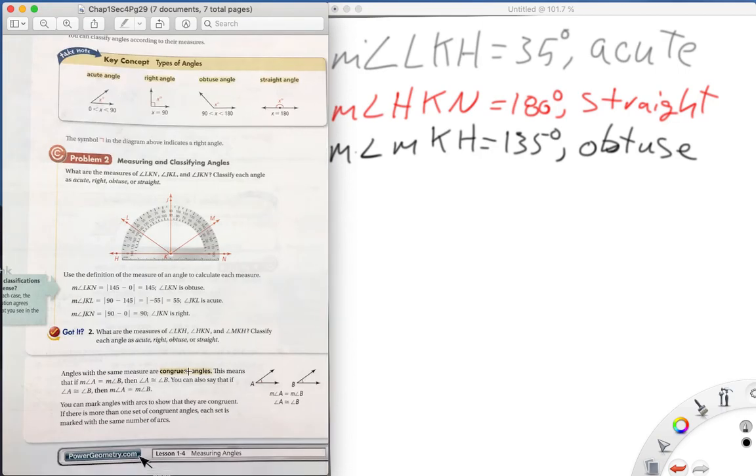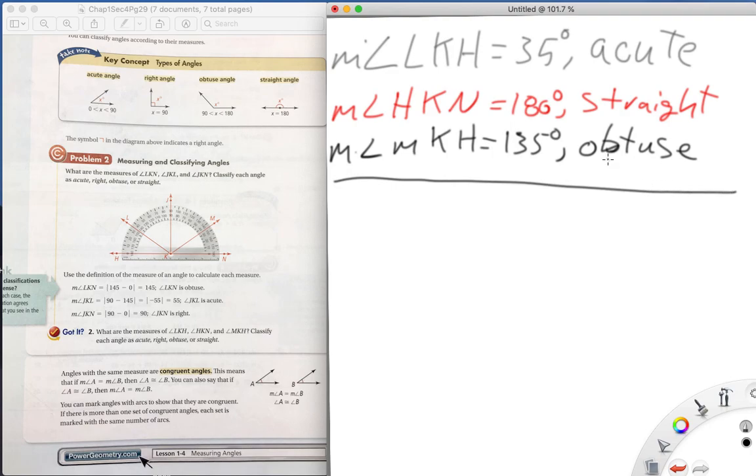Okay. Congruency and equality. When we have two angles, we'll call this angle A. We'll call this angle B.